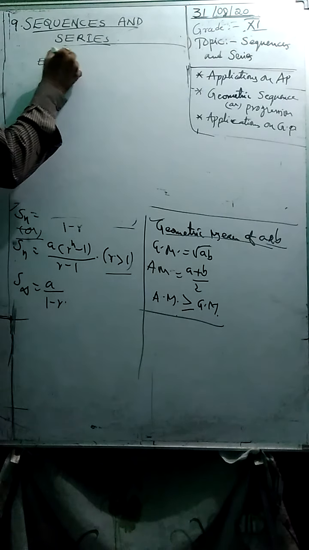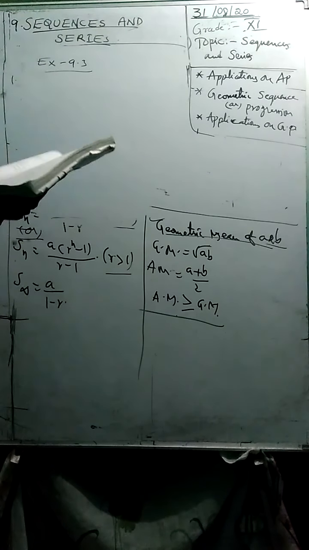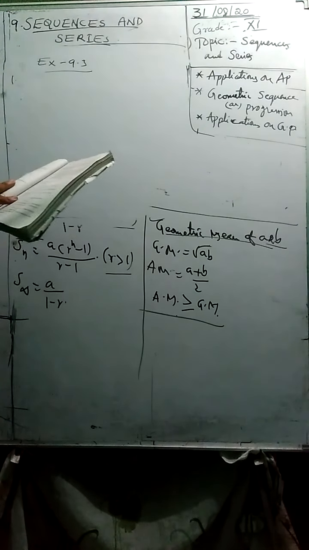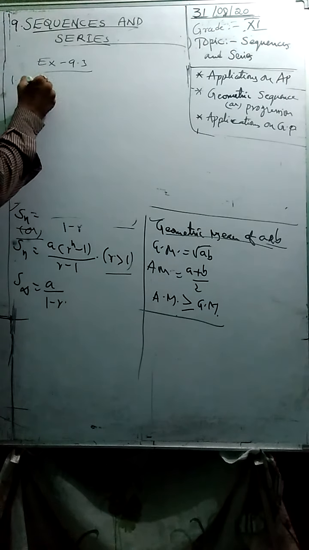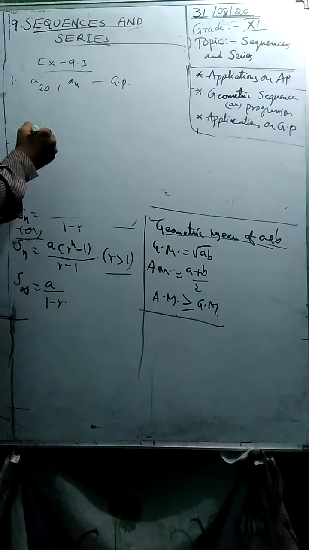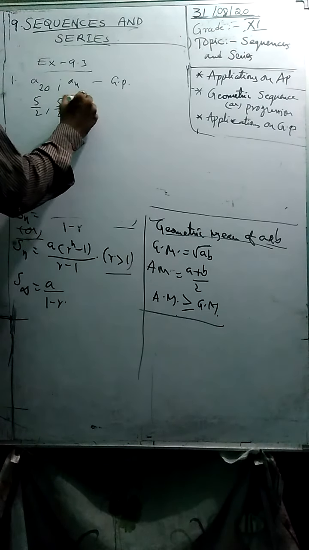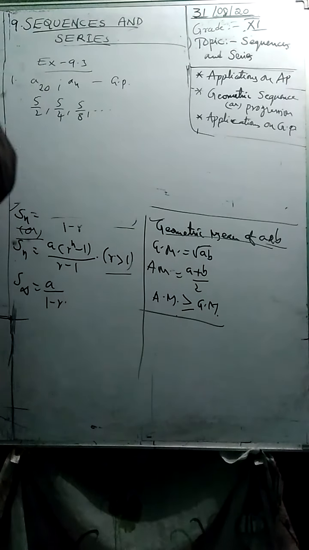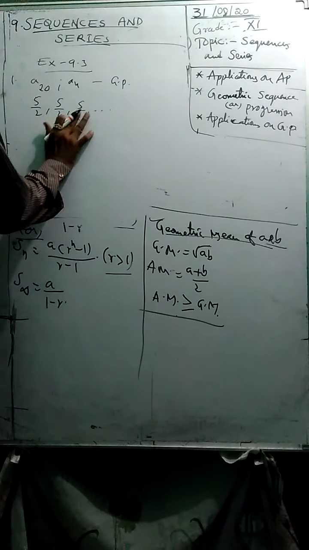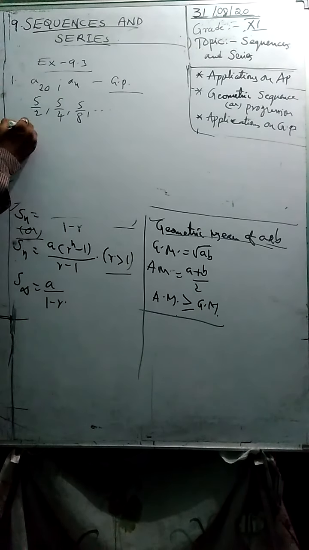So exercise 9.3, first problem. It is given: find the 20th term and the nth term of a geometric progression where the terms are given as 5 by 2, 5 by 4, 5 by 8. Sometimes we can verify whether it is a geometric progression or not by finding its common ratio. Of course, it is already given as a geometric progression.